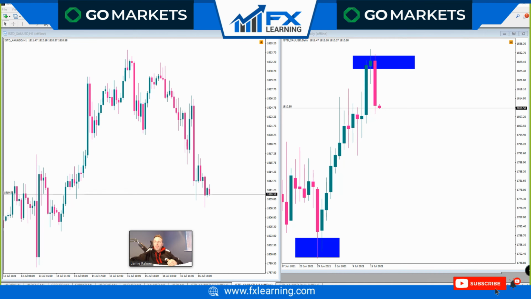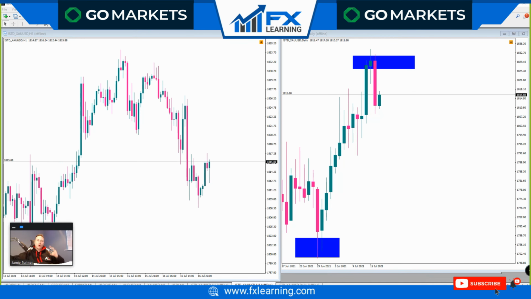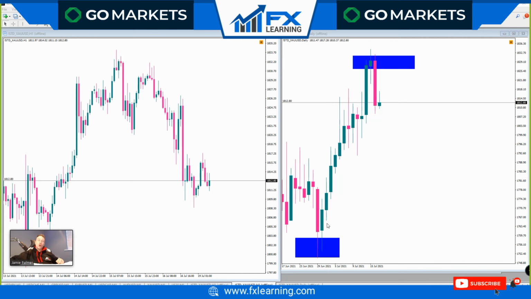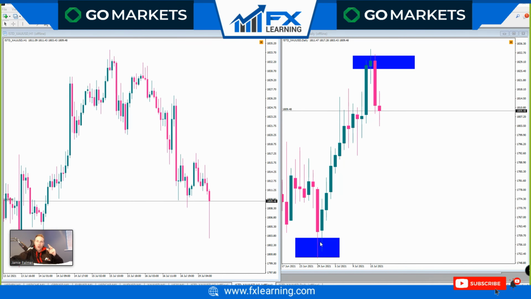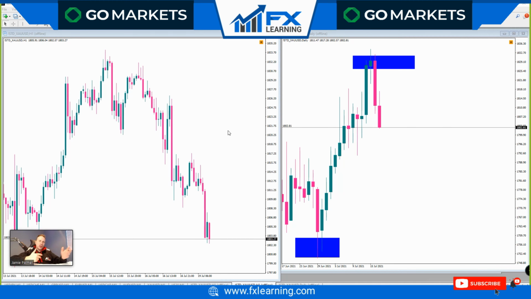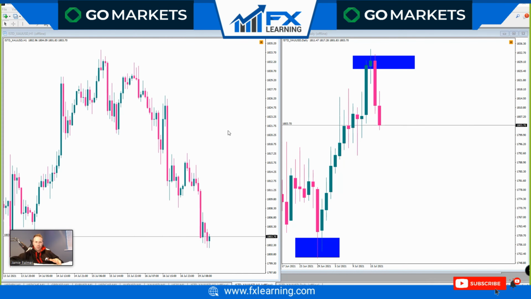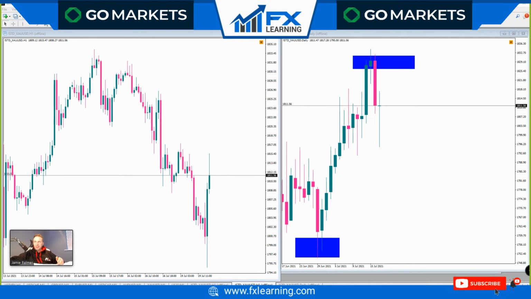What I'm looking for is either the daily to get retouched or this level here to get retouched. One of the two, because I know buyers will push price up and sellers will push price down from this level. When you start getting changing character on the lower time frames, that's what traders tend to call market manipulation, because you've got two time frames telling you the opposite thing. Let me try and tell you what I mean.